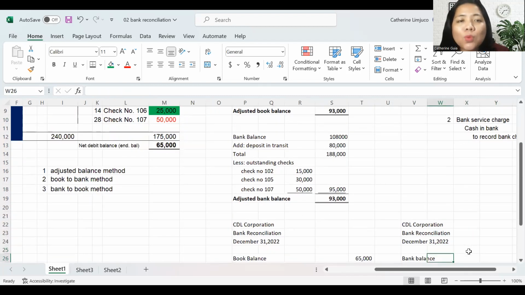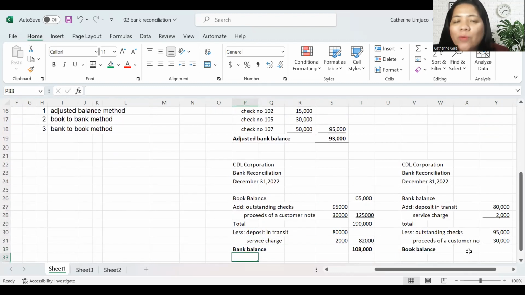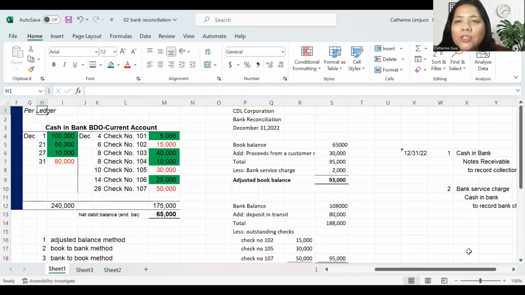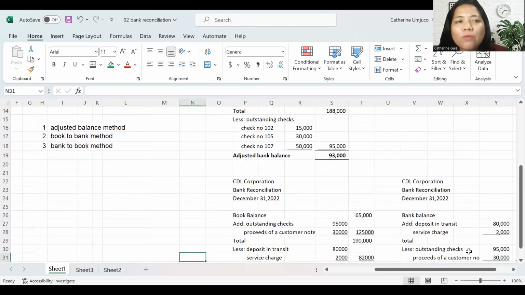And then the other method is the book to bank method, in which we adjust our book balance to come up with our bank balance. And what are the reconciling items? All items that we identified as reconciling when we compared our per ledger and our per bank statement. You just have to identify which of those items will be added and which deducted. In the case of book to bank, outstanding checks and proceeds of customer note are added to our book balance, and deposit in transit and service charges were deducted from our book balance.